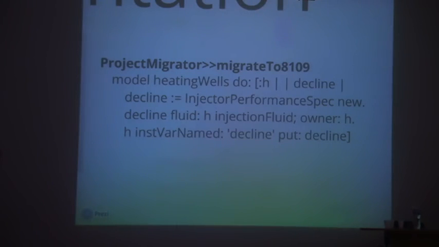Going through all of the digging wells, well by well, create an injection performance for it. Configuring it, saying it goes to the well, and finally using instVarNamed, set its decline.